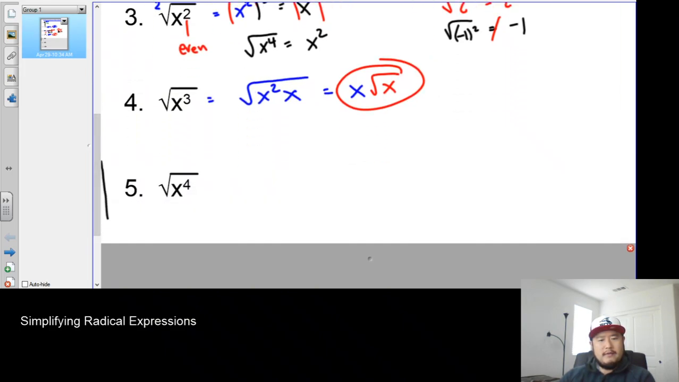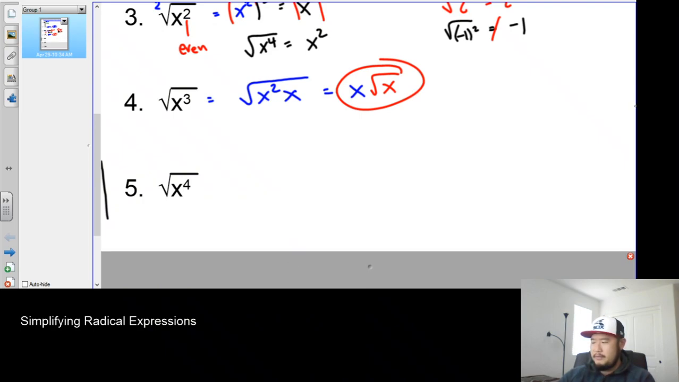So on number 5 right here, we got x to the 4th power. Remember, when we're square rooting, we take the exponent divided by 2 or multiply it by 1/2. And so this will become x to the 2nd. There's nothing to add, because remember, we have an even exponent. It remained even, so we can go ahead and leave that as x to the 2nd power.